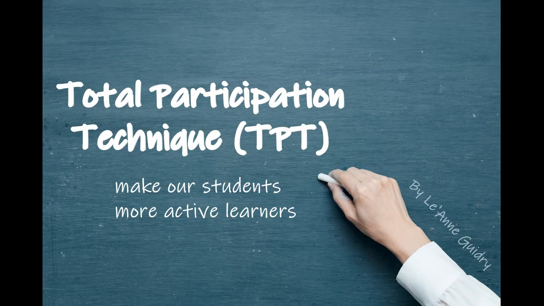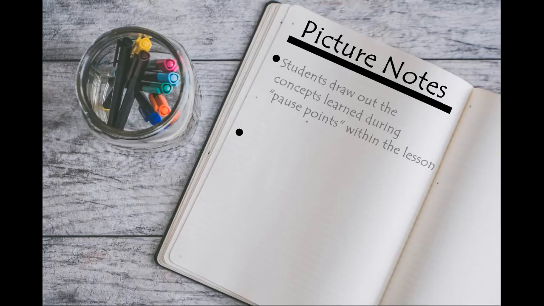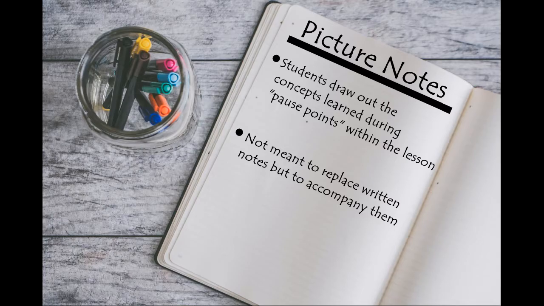One total participation technique, or TPT as they are known, that can make our students more active learners is picture notes. Picture notes are when students draw out the concepts learned during pause points within the lesson. However, picture notes are not meant to replace written notes but to accompany them.